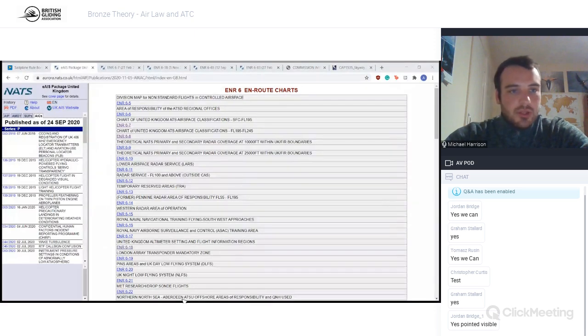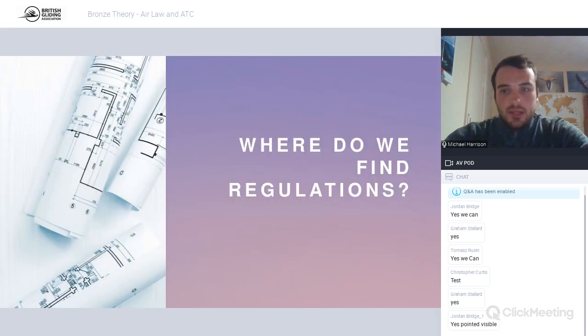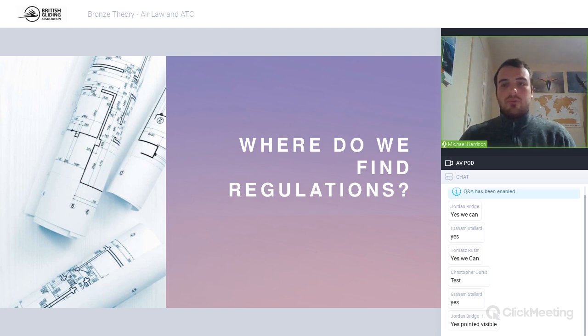Right, and let's see if I can stop sharing the screen and go back. Cool. So that's just the basic idea of where you find the regulations. If you just Google EASA, their website will come up, or if you Google AIP, the NATS website will come up, and you can find all of that stuff hopefully fairly easily.